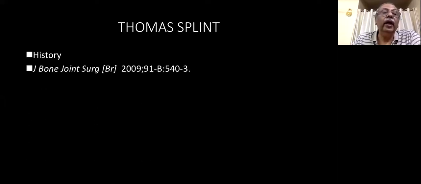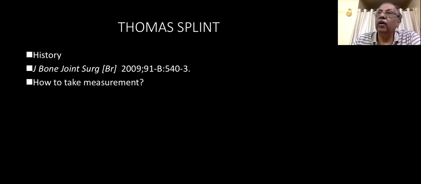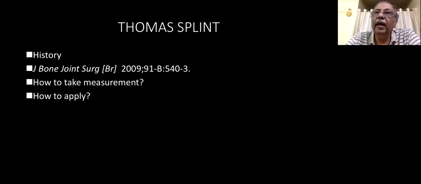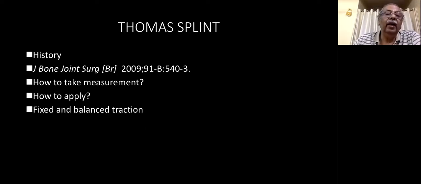If you want to read about it, there's an article which came in JBJS 2009. You can download this and read it. Then how to take measurement, which I have already said. Then how to apply the splint: you apply the medial and lateral tapes, the medial tapes in line with the tibia and the lateral tapes in line with the fibula. And what is the difference between fixed and balanced traction?